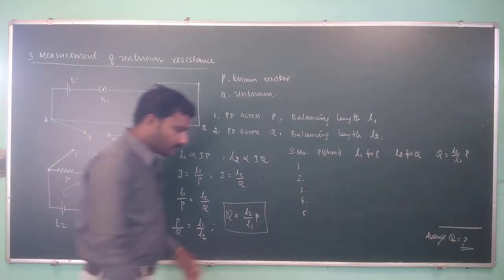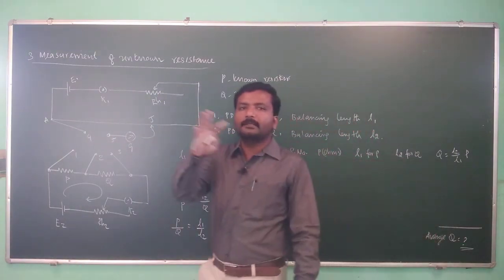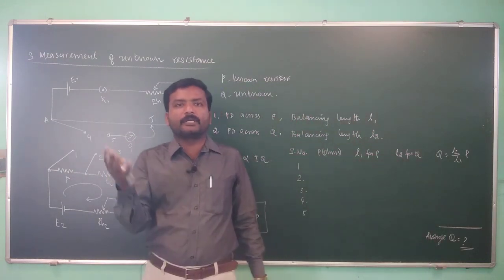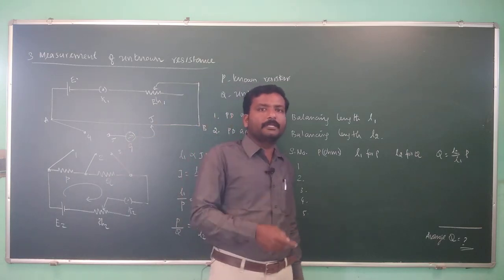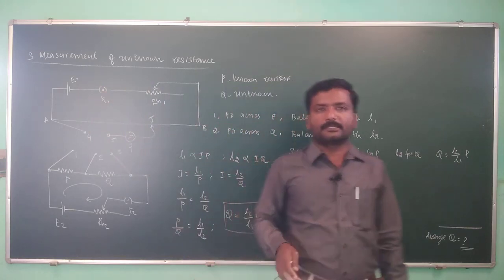So in this lecture, we have discussed three different topics. One is how to calibrate the low range voltmeter. Second is how to calibrate the high range voltmeter, and third is the measurement of unknown resistance.